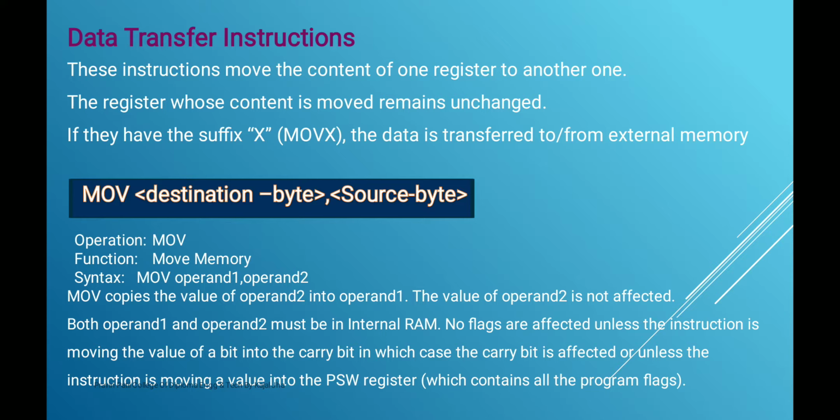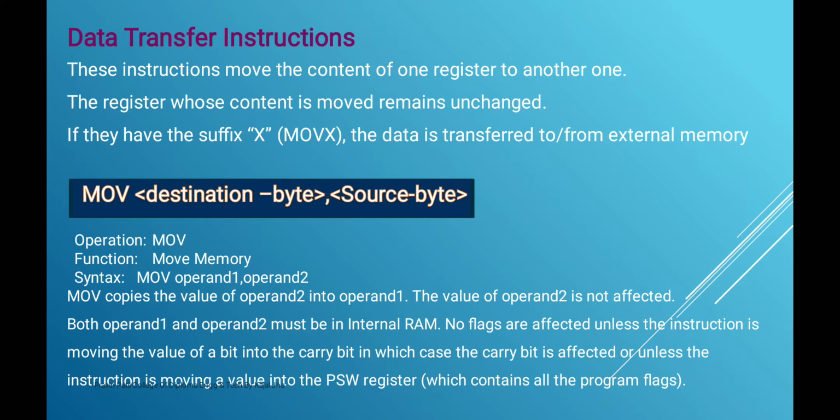That is, if the MOV is written with x, then it accesses the external memory only, and if the MOV is without x, that means it accesses the internal memory. And if the MOVC is present, means MOV with C, then it accesses the internal and external memory. Okay, so first is MOV, then here destination byte and source byte.